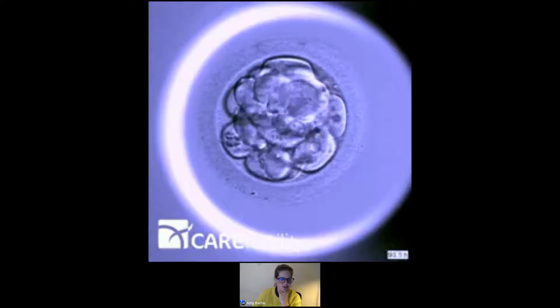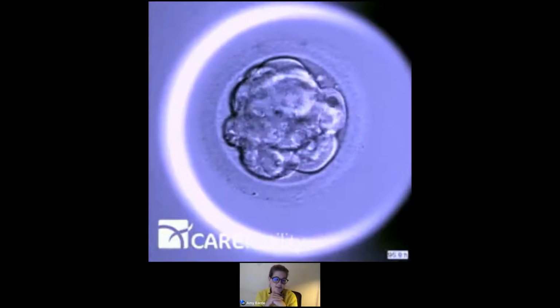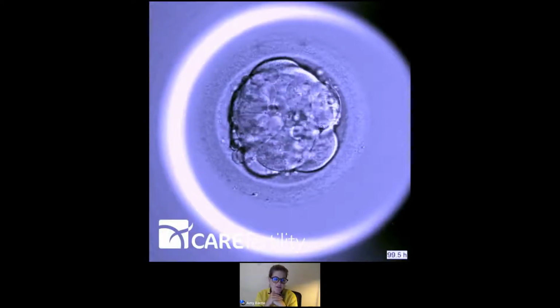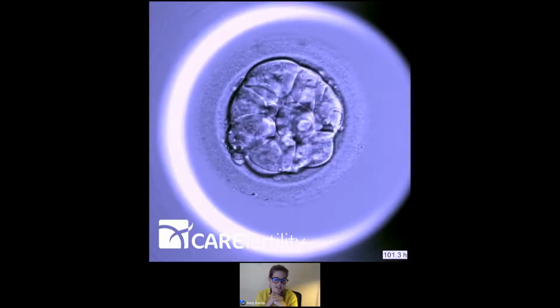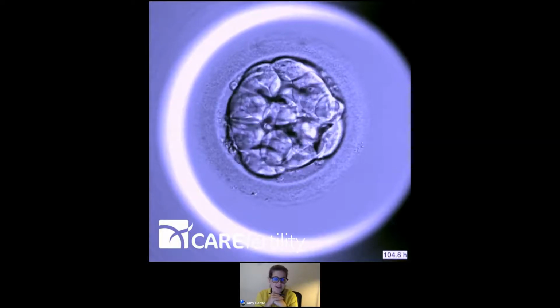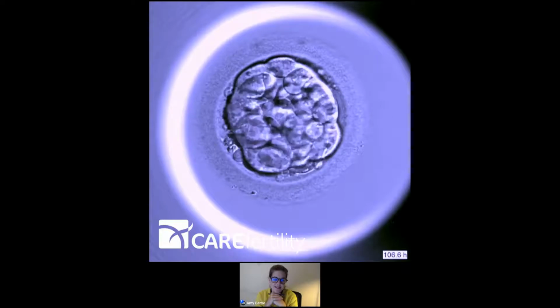And this shows you, this is starting around day 3 of embryo development. This shows you the embryo's development going through day 3 through to day 4. This is around the day 4 mark post egg collection. And then it shows forming a blastocyst.